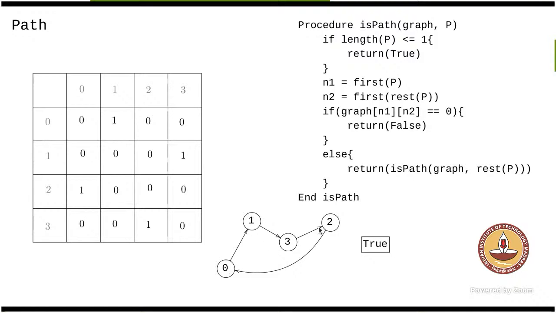So for example, 0, 1, 3, 2 will still be a path. So if the entire column is 0, it's still hard to determine whether P is a path; you can't rule out the fact that P is a path.